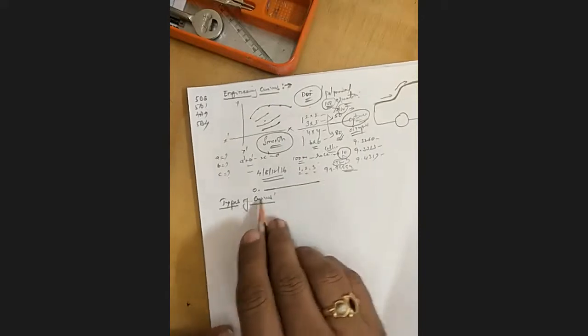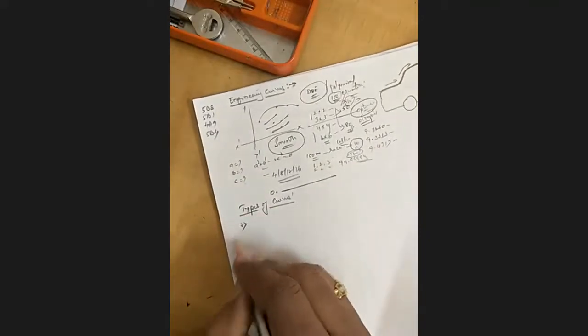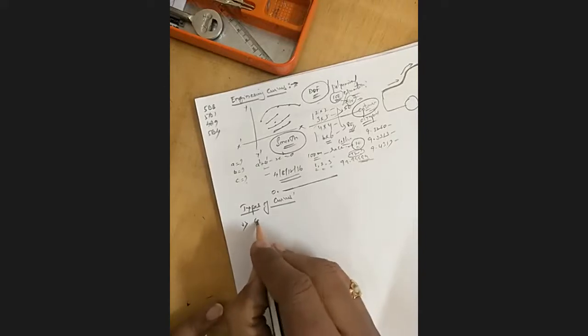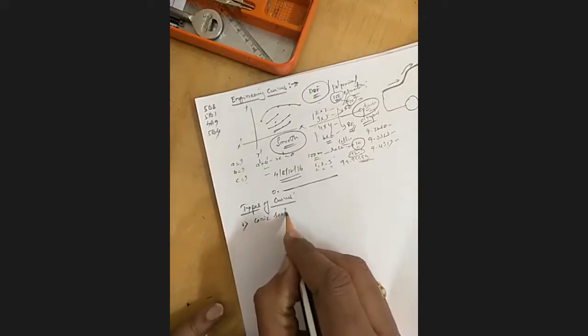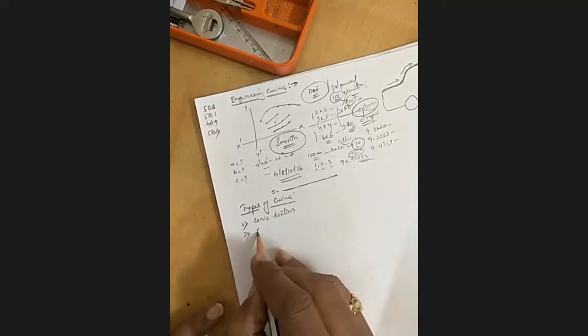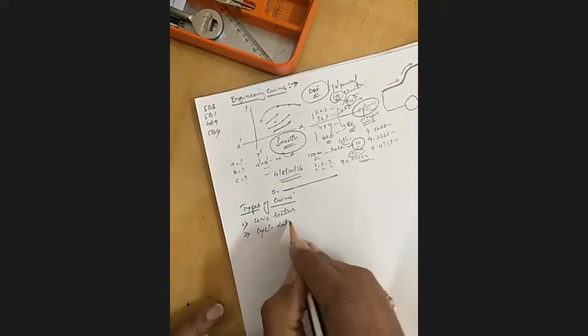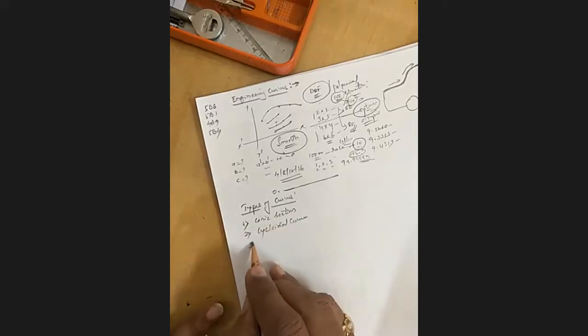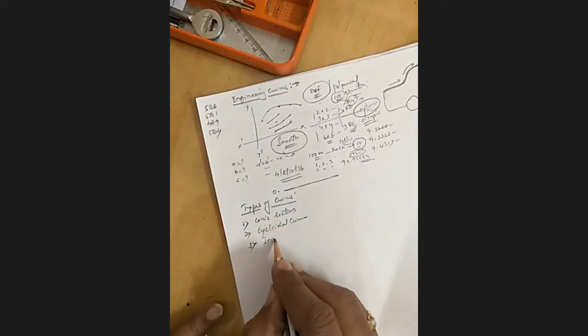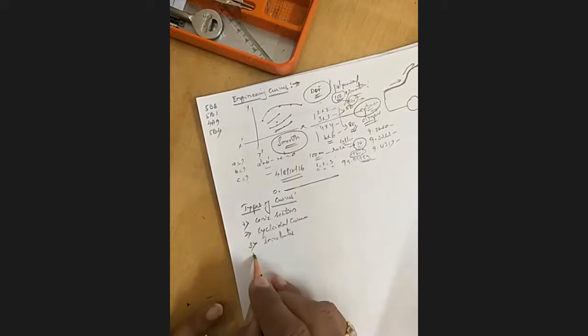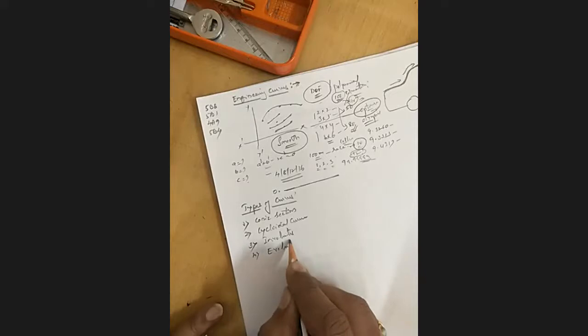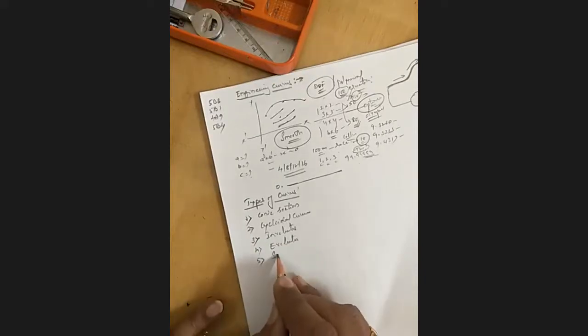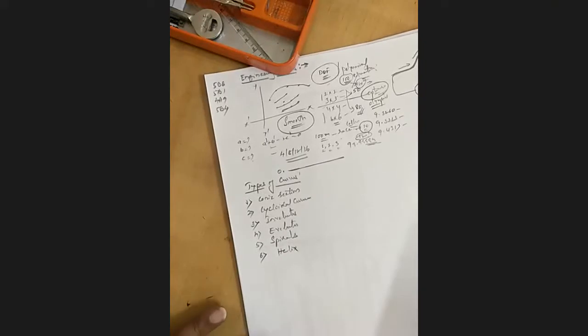Now, types of curve. First, conic section. Second, cycloidal curve. Third, involutes. Fourth, evolutes. Fifth, spirals. Sixth, helix. Note down these all 6 types of curves.